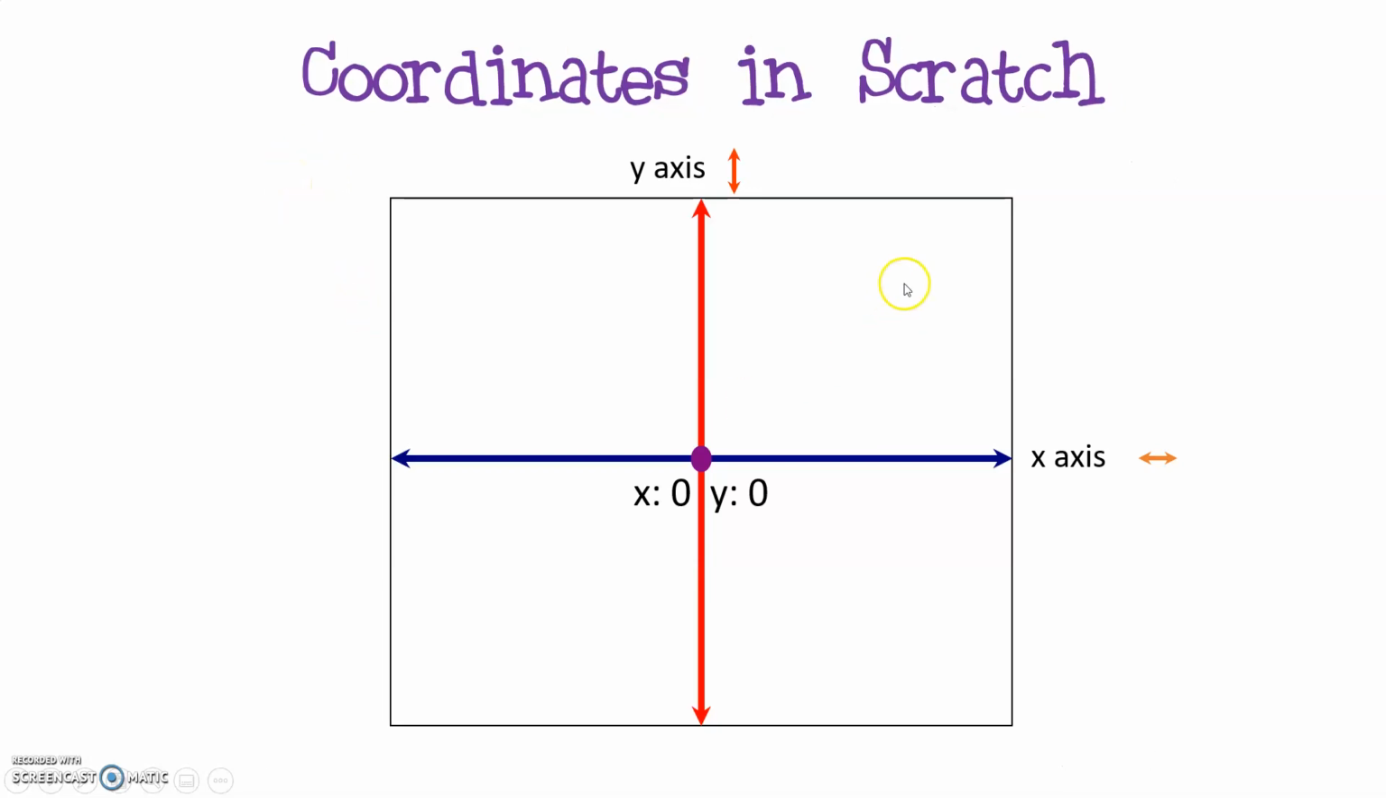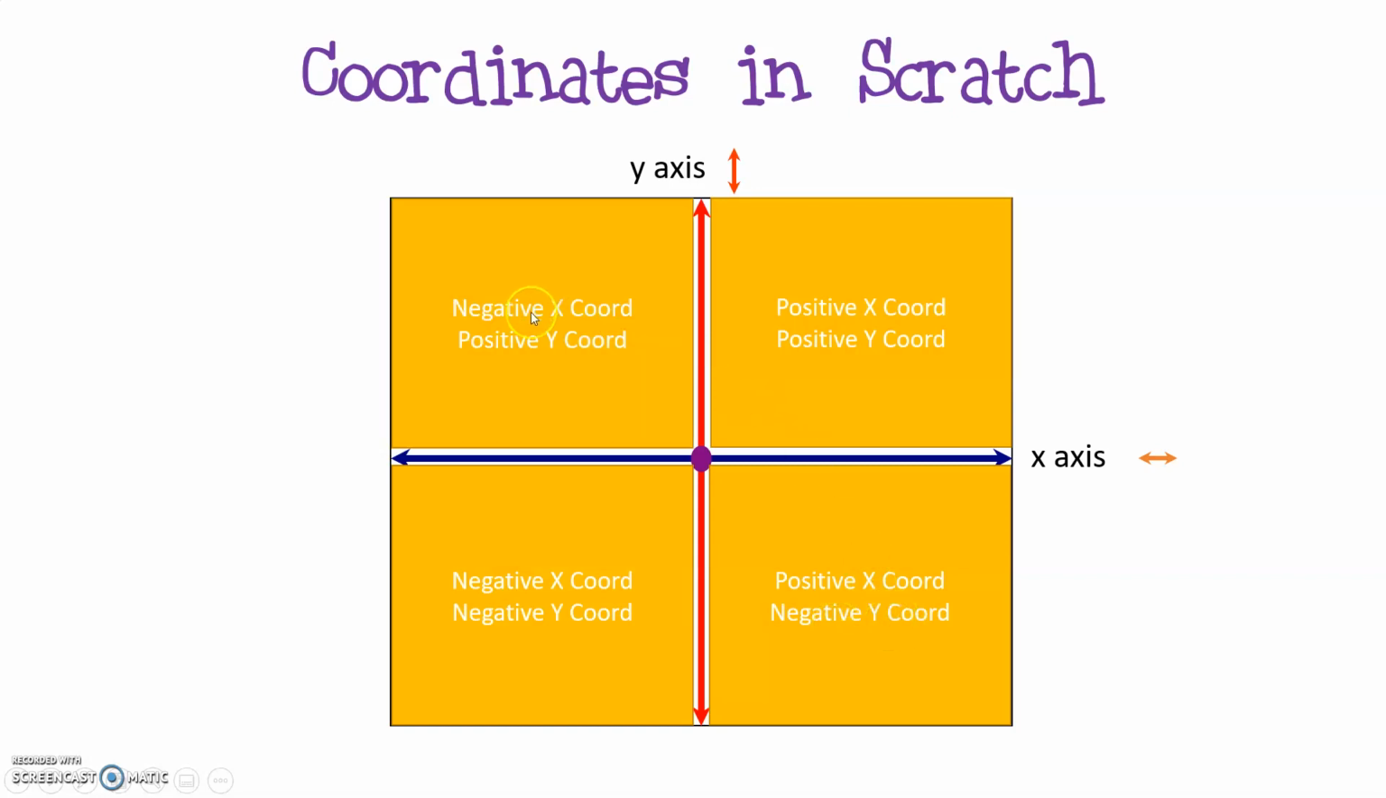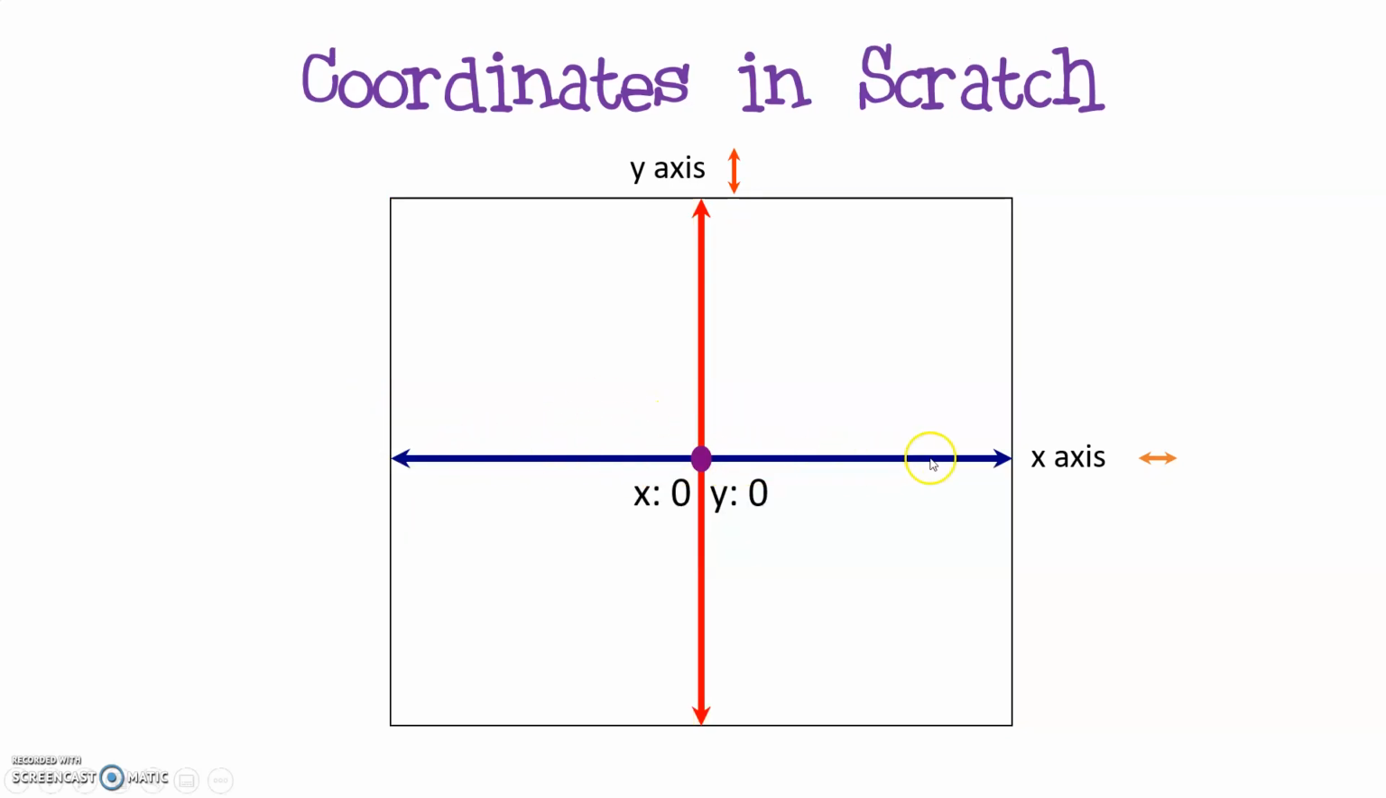Okay, so just to recap, this area, positive x coordinates and positive y coordinates. This area, negative x coordinates and negative y coordinates. Down here, we've got positive x coordinates but negative y coordinates, and up here we've got negative x coordinates and positive y coordinates. Now, if that wasn't complicated enough, what we also have is the issue of these axes themselves.